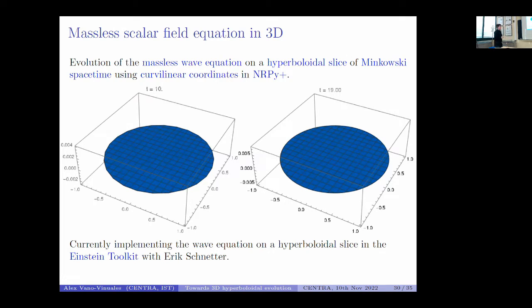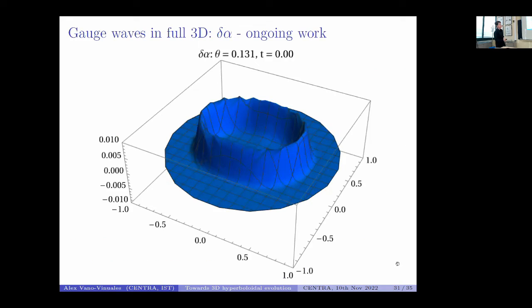And what I'm doing, well, I spent some time in the summer at Perimeter Institute working with Erik Schnetter to try to do the same thing, but within the Einstein Toolkit, which is a much more powerful code. So that's something which is ongoing. But now I would like to focus on what I've been doing with the Einstein equations in 3D. So this is some perturbation on the lapse quantity. And this, if I run it, this is also in full 3D. If I run it, it doesn't look like anything very special.